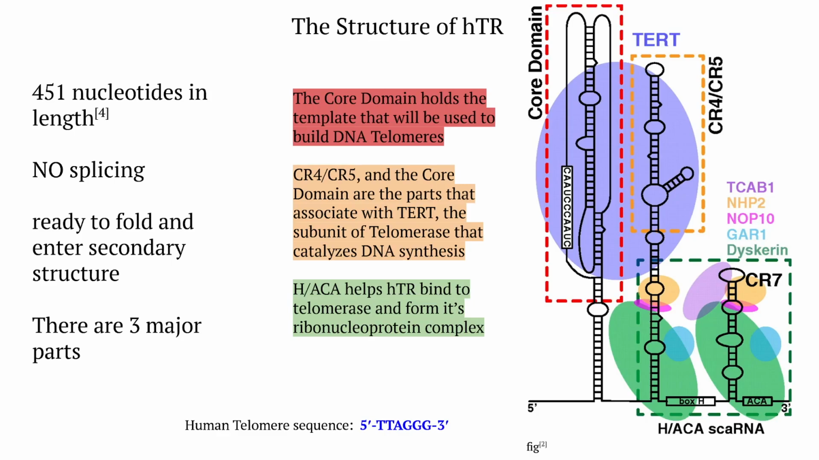The other parts are pretty much structural. CR4/CR5 binds to the TERT, telomerase reverse transcriptase, another subunit of telomerase. The core domain also binds to TERT, but that's not its main purpose. And the last, H/ACA, helps HTR bind to telomerase as a whole, so the whole structure.